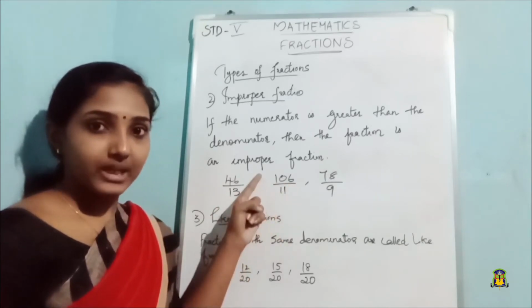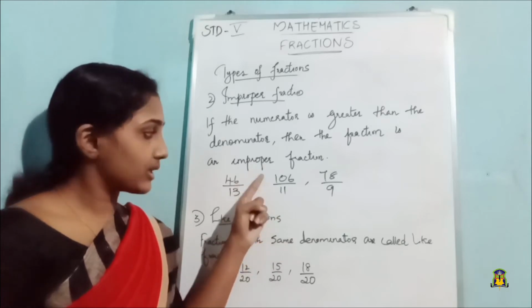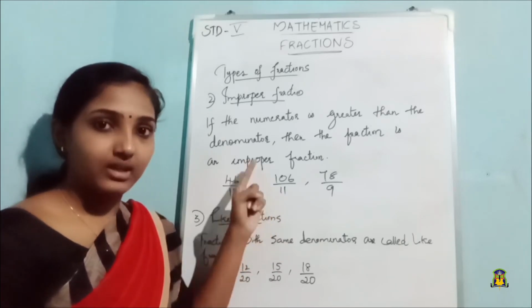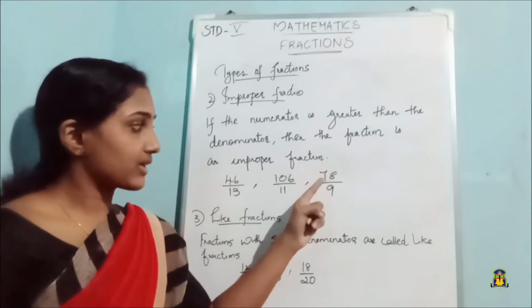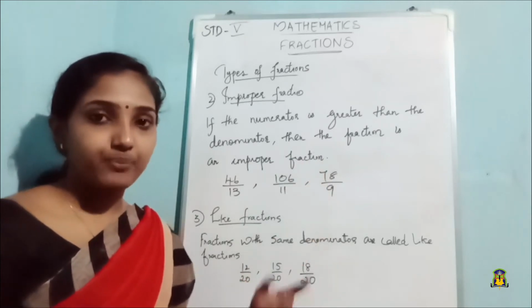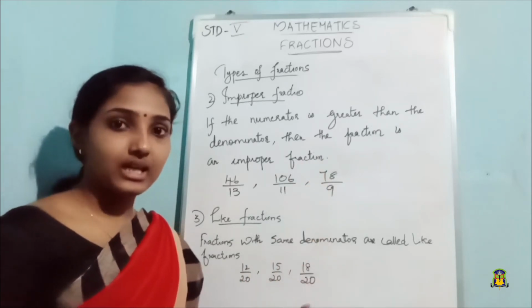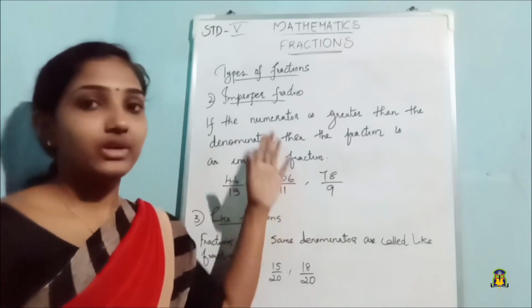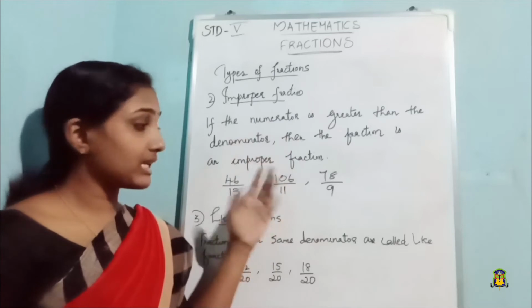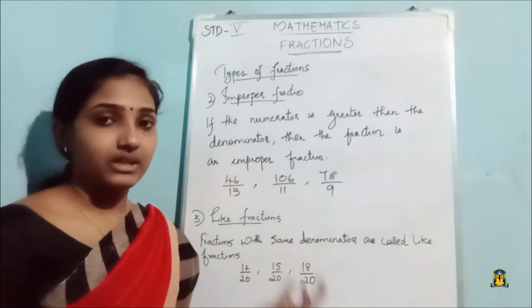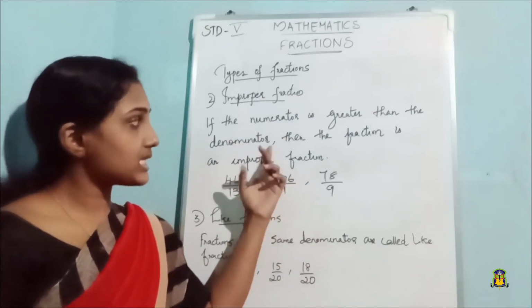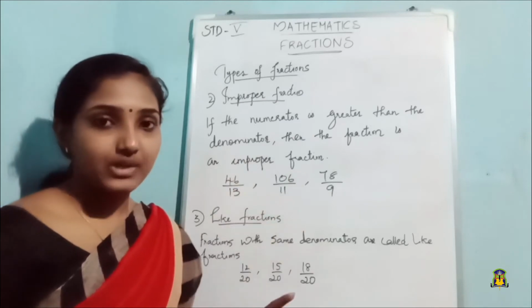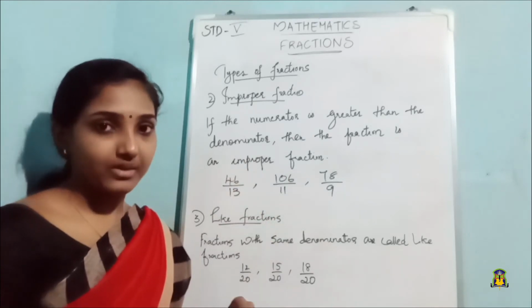106/11. The numerator is greater than the denominator; 106 is greater than 11, so it is an improper fraction. 78/9. Here also 78 is greater than 9, so it is an improper fraction. So if the numerator is greater than the denominator, then the fraction is called an improper fraction.